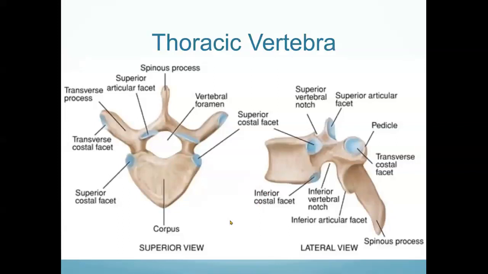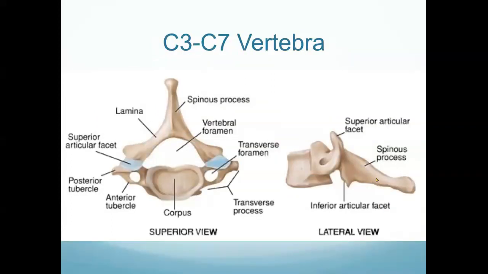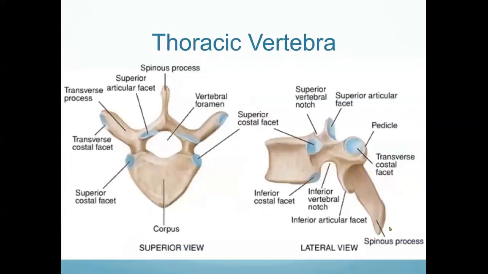Thoracic. To differentiate a thoracic, note the angle of the spinous process. Here's the cervical, more horizontal. We have more ability to extend our head back than extend our thoracic spine back because of the spinous process.